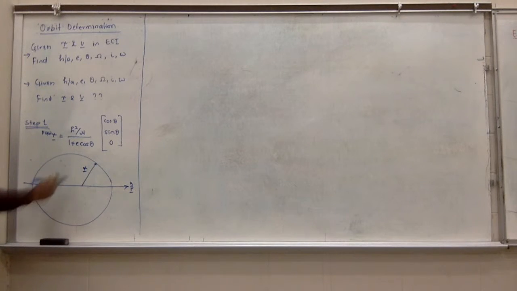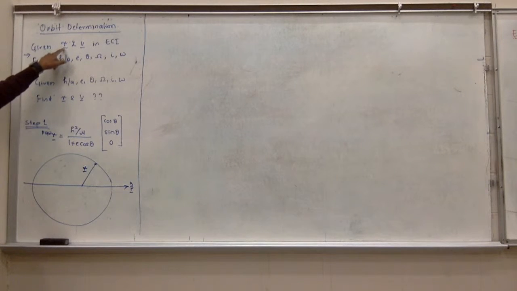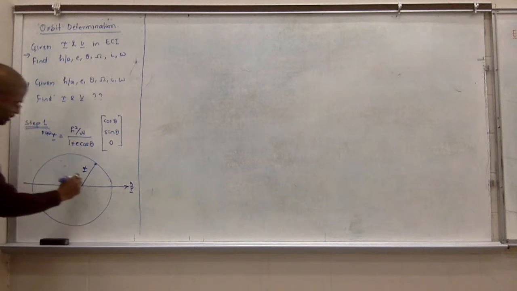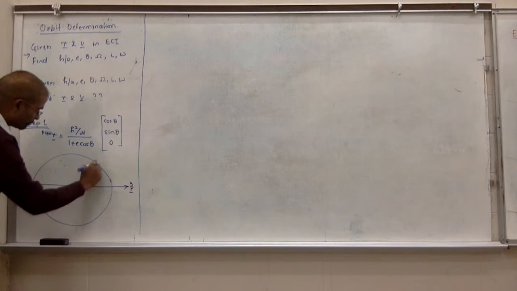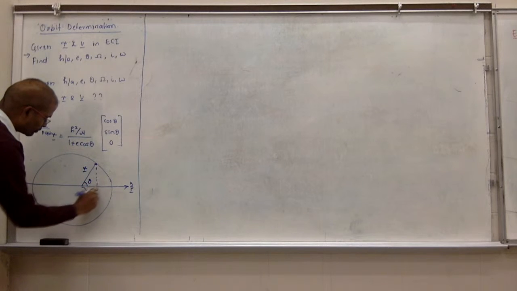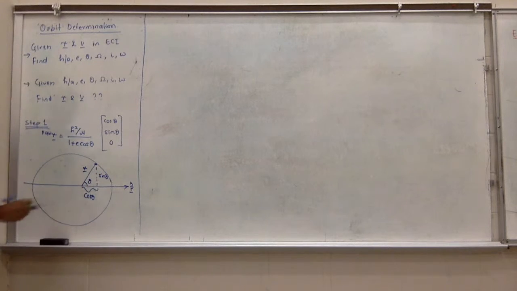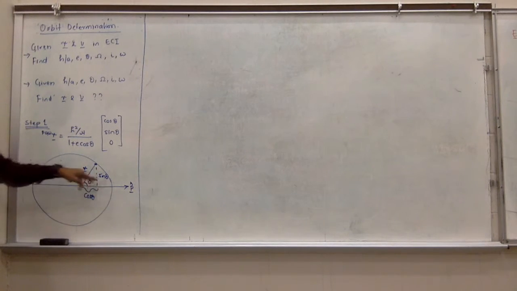Now, you have to understand that if you express R in terms of the PQW frame, just remember this is an ECI frame. Okay? If you express this in the PQW frame, what is the X component or the P component? It would be the cosine of theta, because this is theta, right? So this is the cosine component. This is the sine component. And what is the P component, Q component, and what is the W component?